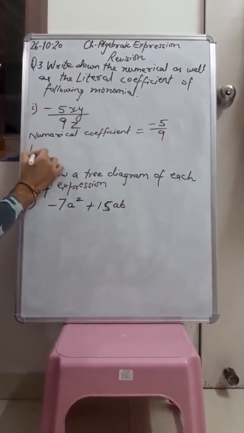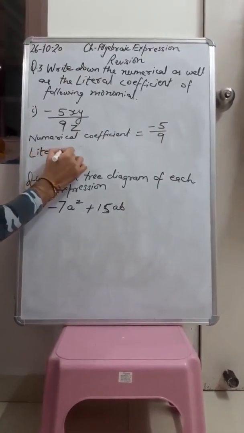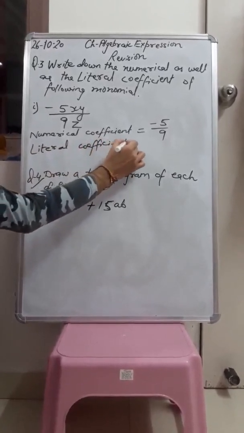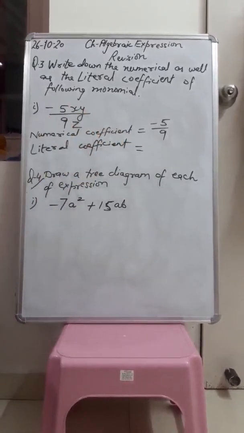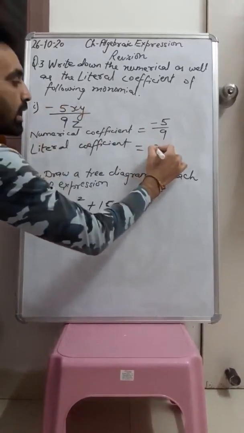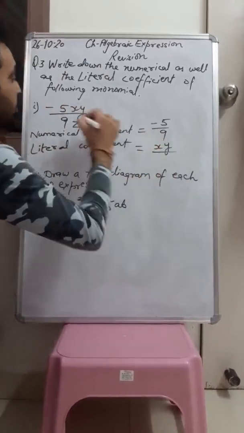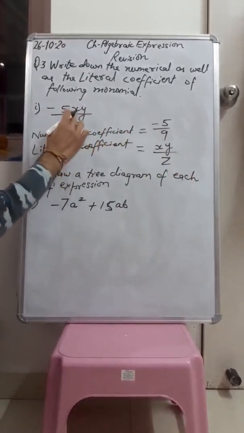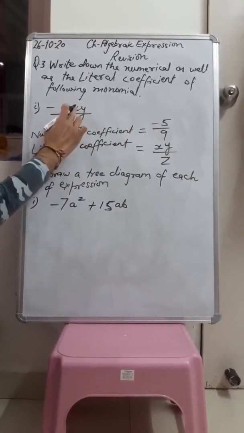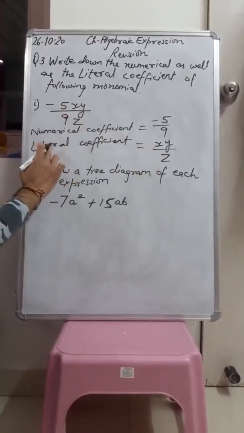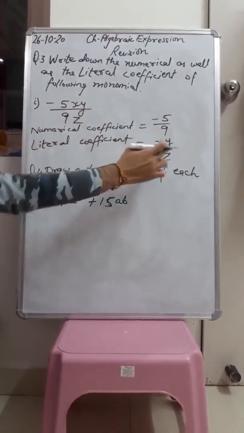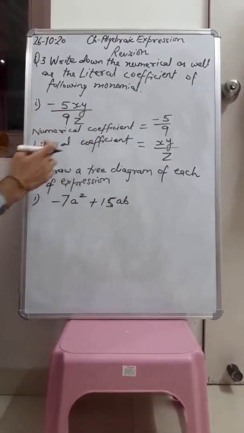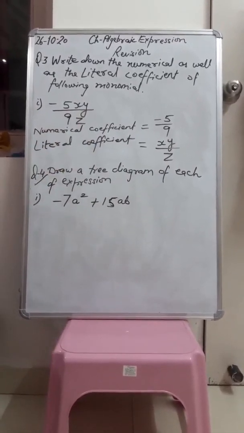And next is the literal coefficient, and here the literal coefficient in this monomial term will be xy upon z. The minus you have to take with the number, and the variable part will be xy upon z. So literal is your variable coefficient, that is xy upon z. In this way we can name the numerical coefficient as well as the literal coefficient.